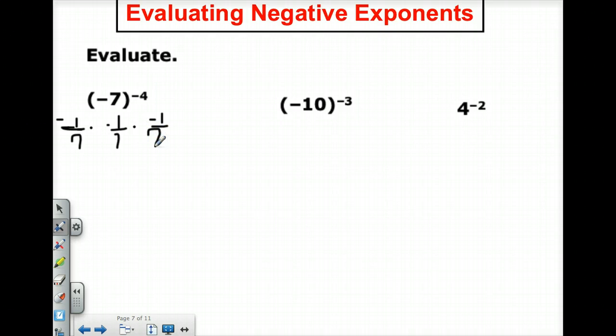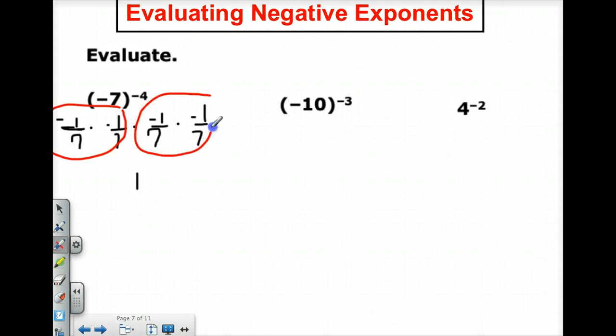It's hard for me to write these little fractions with my pen. Okay, we know that 1 times itself is always going to give us a 1. Now, I have a negative times a negative. These two together are going to make a positive, and a negative times a negative is going to make a positive. So I know my final answer is going to be a positive answer.